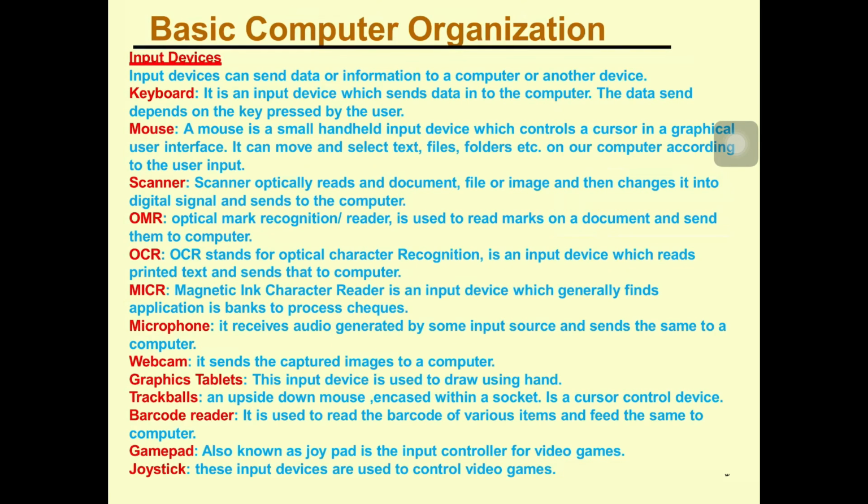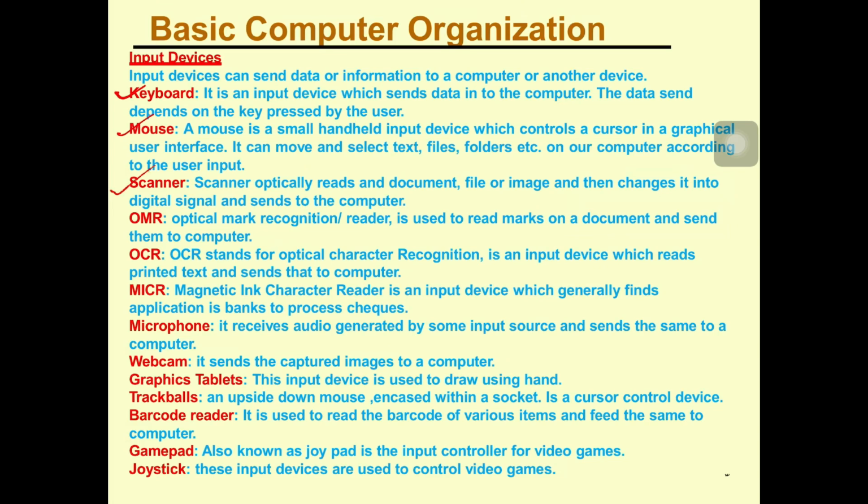Now there are several input devices, as you already know: keyboard, mouse, scanner, OMR or OCR. In a keyboard, we have to press the keys to send the data to the computer. With a mouse, we point and use the drag and drop facility, and through a scanner we can scan documents and send the data to the computer.